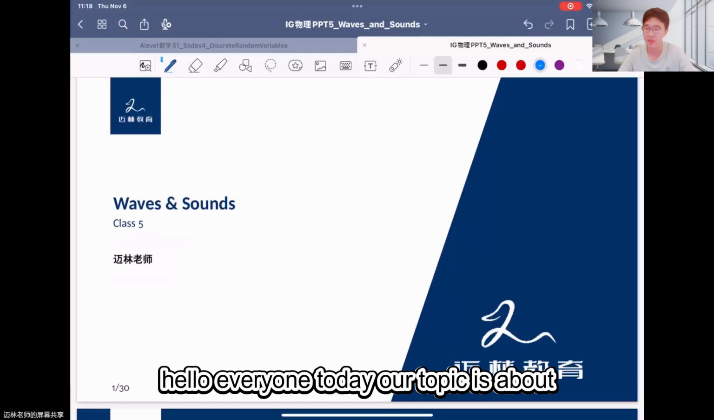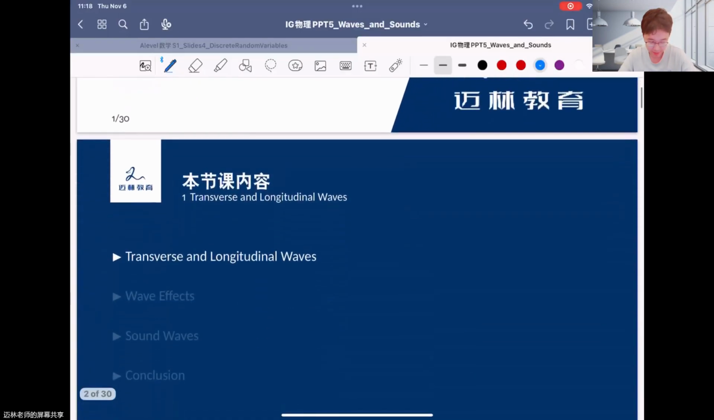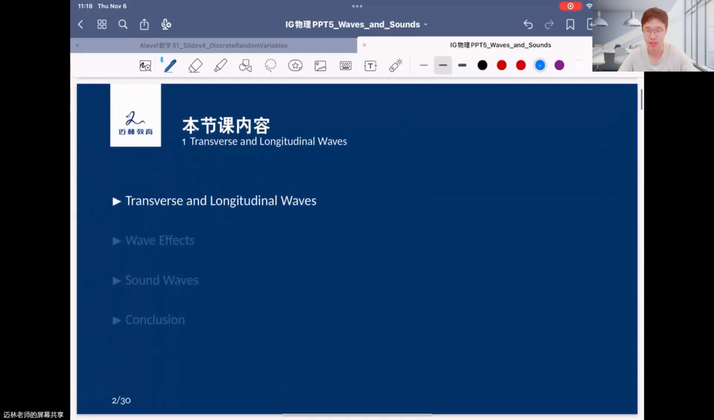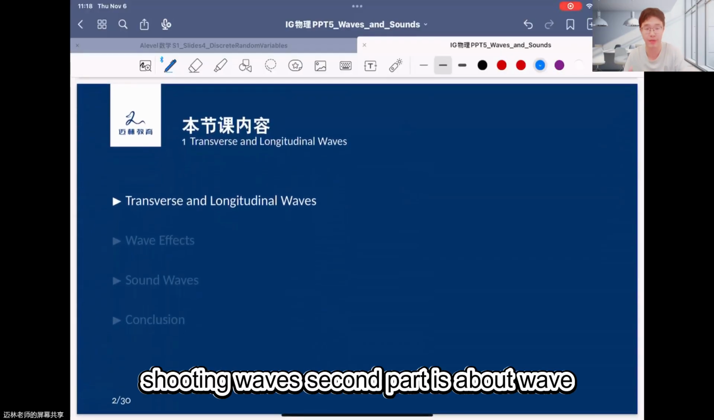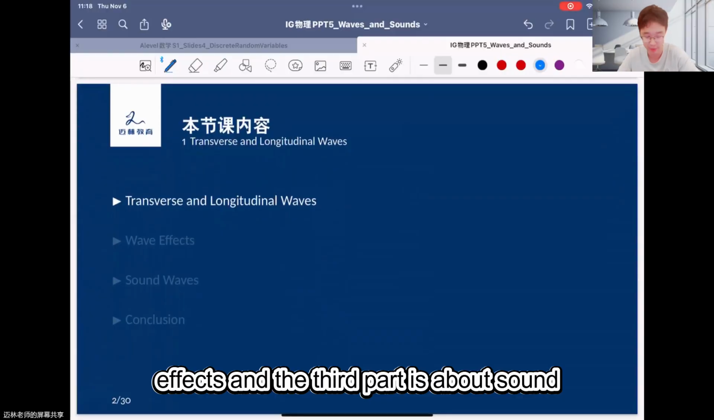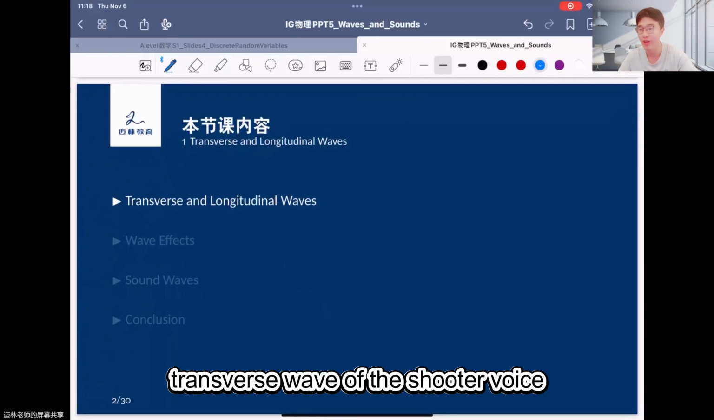Hello everyone. So today our topic is about waves and sound. For this slide we have three parts. The first part is about transverse and longitudinal waves. The second part is about wave effects, and the third part is about sound waves. So let's move into the first part about transverse waves.